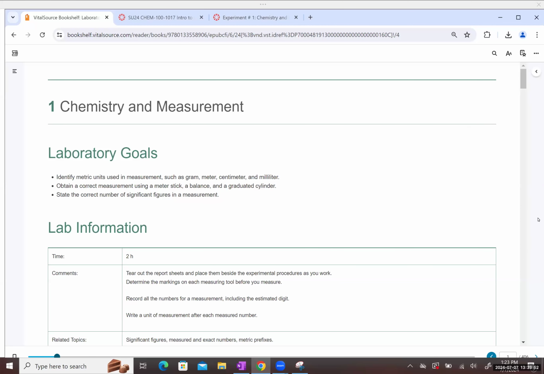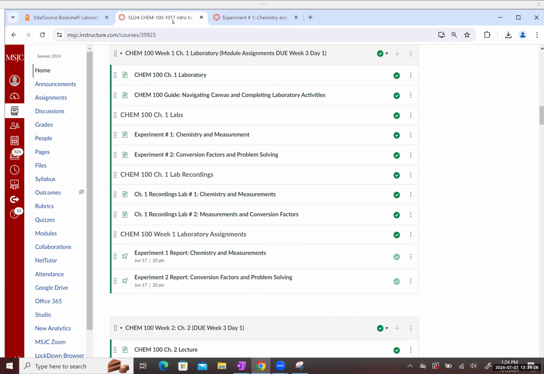Okay, so let's get started with today's discussion. Today, we're going to be doing a full run through of the virtual laboratory experiment 1, chemistry and measurement. So first, let's talk about where to find this content in Canvas.